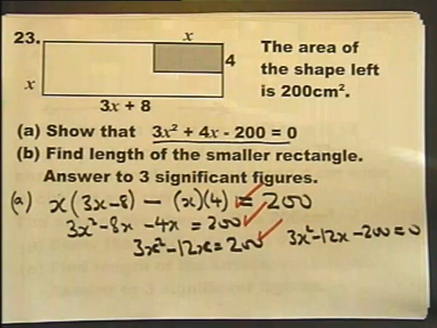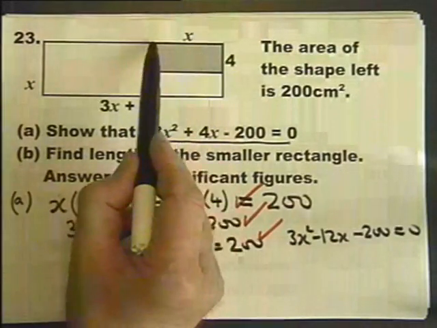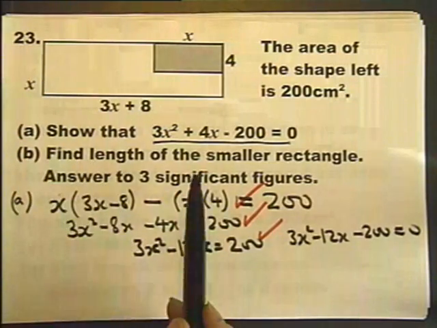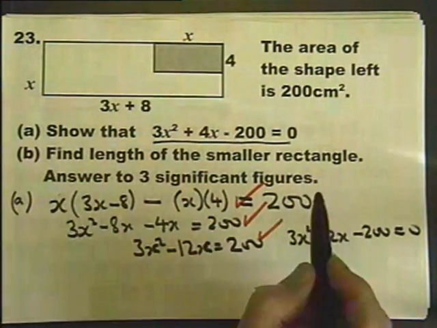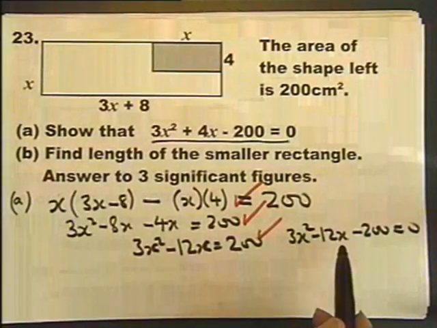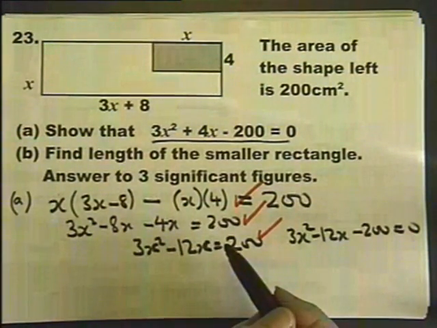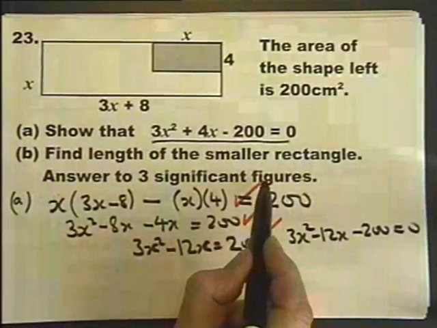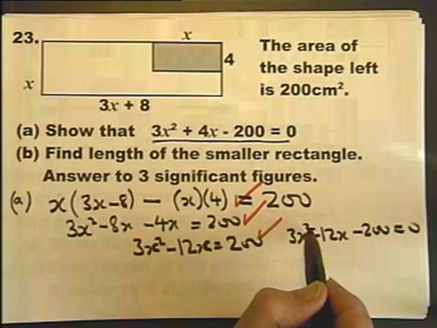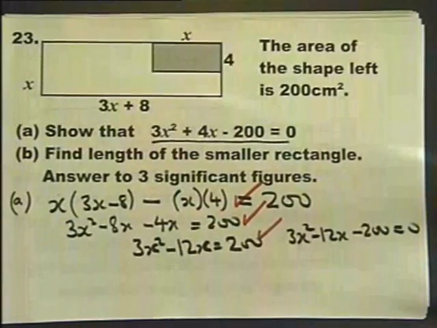Part B says find the length of the smaller rectangle. In other words, find what x is, because x is the length of the smaller rectangle. Could have said find the width of the bigger rectangle, because that's x as well. It's a quadratic equation because it's got an x squared in it. One way to solve quadratic equations is to factorise, but the examiner is giving you a big clue here. The examiner is saying, I want you to solve that quadratic equation and write the answer to 3 significant figures, implying it's not going to be very easy.